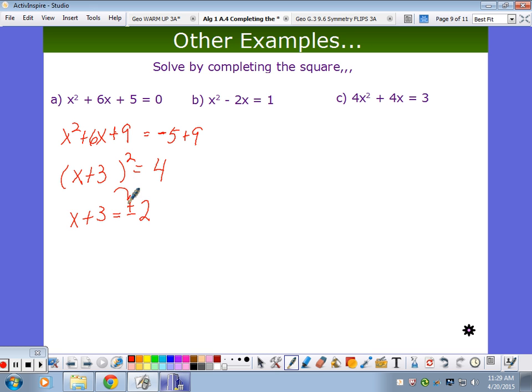Another very common mistake: we forget the plus or minus. So two common mistakes: we forget to add the completed square on both sides, and we forget the plus or minus. Then what? What's x? Negative 3 plus or minus 2. Which is? Negative 3 plus 2 is negative 1, and negative 3 minus 2 is negative 5. Negative 1 and negative 5.